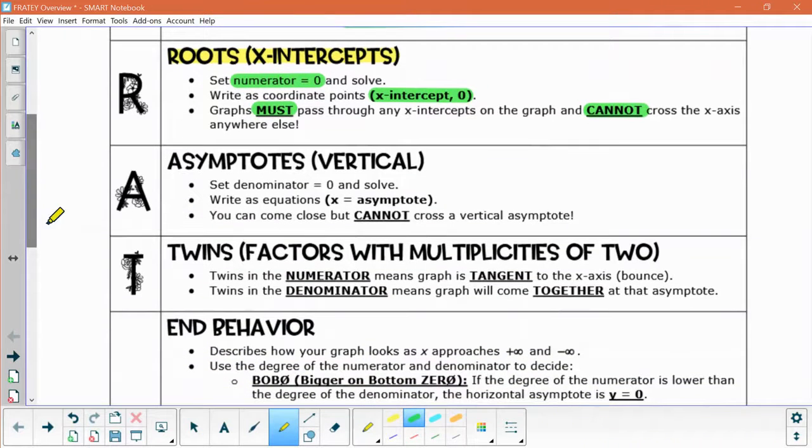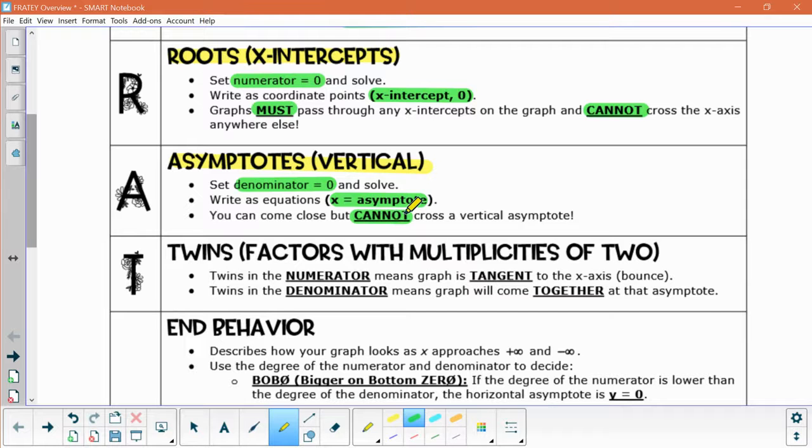A is going to stand for vertical asymptotes. And we get vertical asymptotes by setting our denominator equal to 0 and solving. And we write these as equations: x is equal to a number value. You can come close to a vertical asymptote, however, you cannot cross a vertical asymptote, just like we did with our rational parent functions.